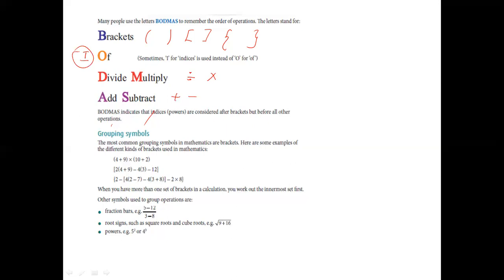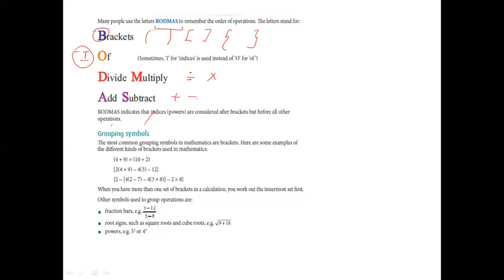Grouping symbols. The most common grouping symbols in mathematics are brackets. Here are some examples of the different kinds of brackets used in mathematics. So don't forget this word, BODMAS or BIDMAS. The first thing is you should open the brackets. It's not important whether we have multiply or divide, it doesn't matter. First of all, we should open the brackets.